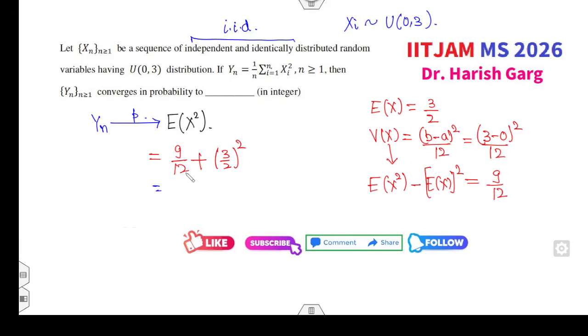So what is the answer? The mean of X is 3/2, so its square is 9/4. So E of X square equals 3/4 plus 9/4, which is 12 divided by 4. 3 is the right answer of the problem.